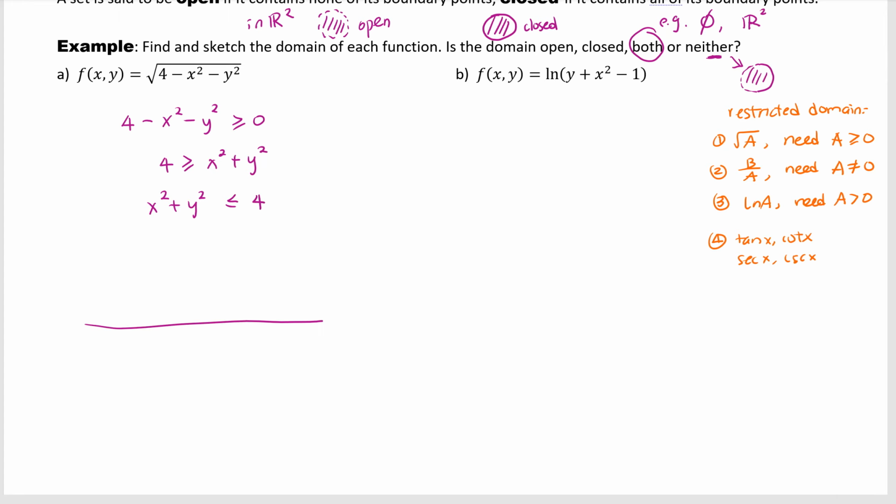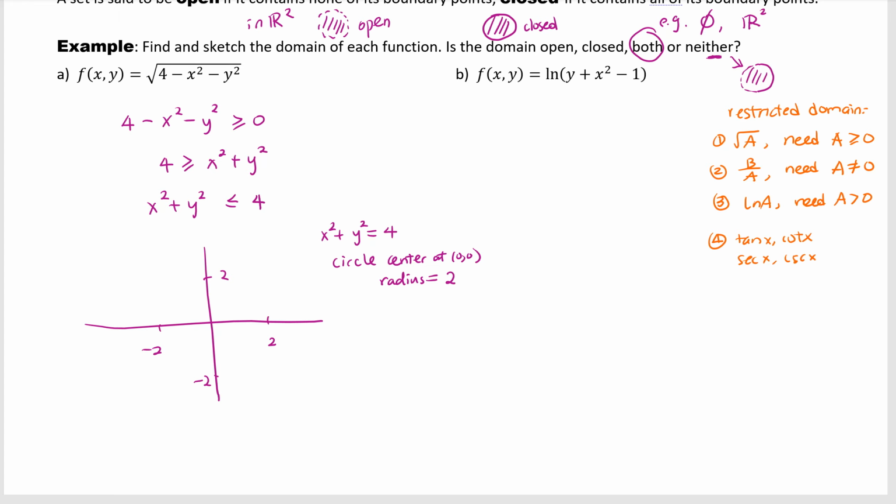Do you know what that is? You know when it's equal to 4? So when it's equal to 4, this is a circle centered at the origin with the radius, is it 4? No, square root of 4, which is 2. Okay? So that is a circle. And because here, you see this equal sign?